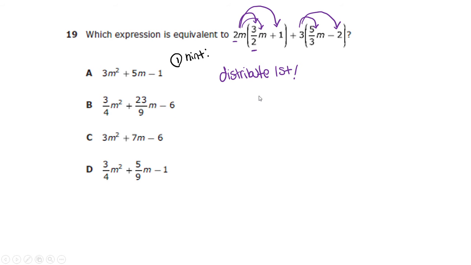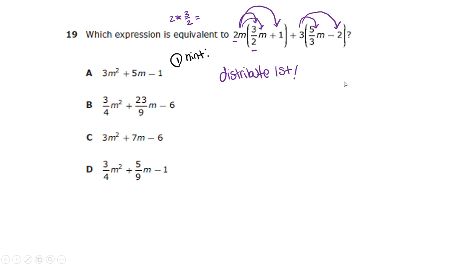Alright, here's your first hint. I drew arrows from the 2m that's in front of the first parentheses to the 3/2 m and to the +1. Then, since there's a second set of parentheses, I drew an arrow from that 3 to the 5/3 m and to the -2. So our first step is to distribute. We know that because anytime we have an algebraic expression or equation, we're always going to distribute first.